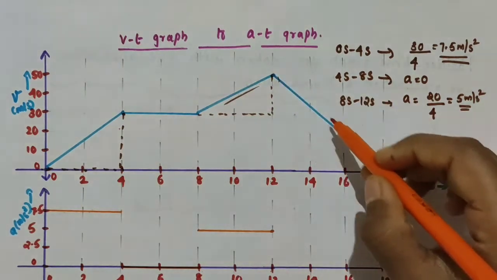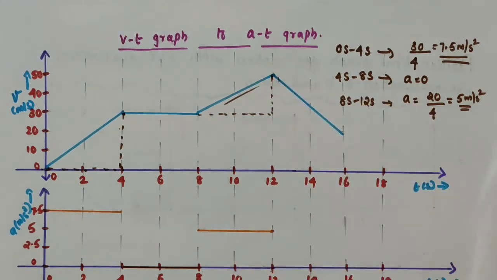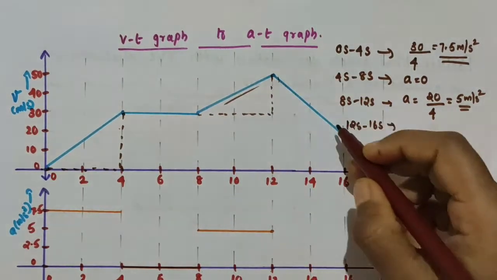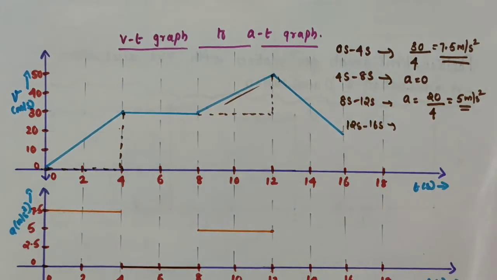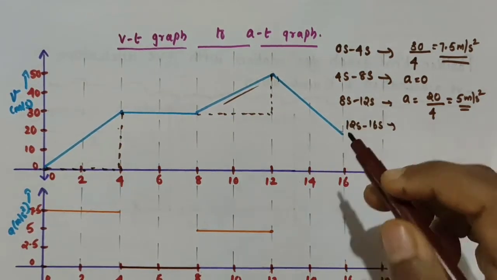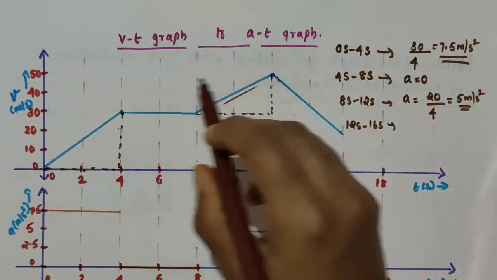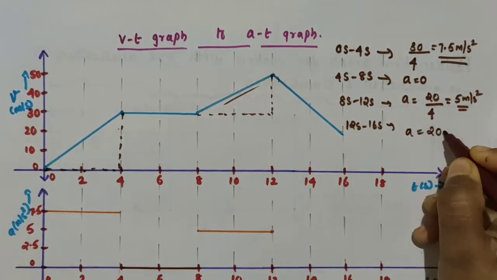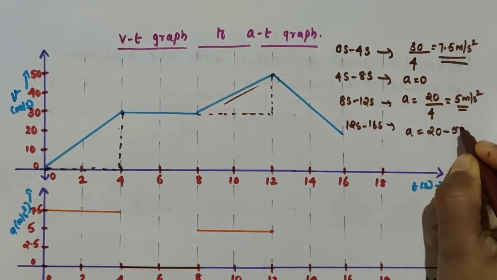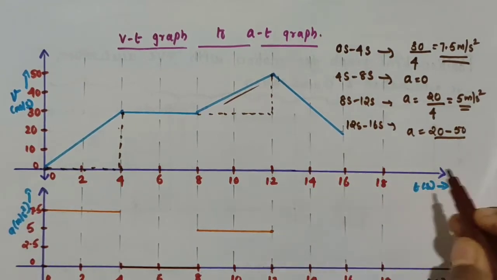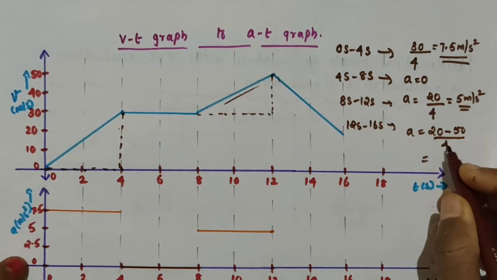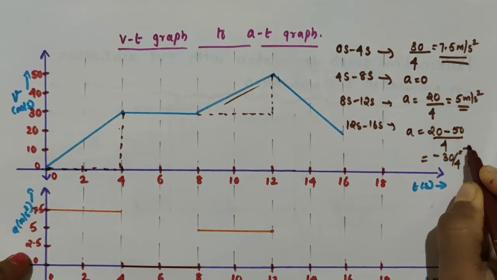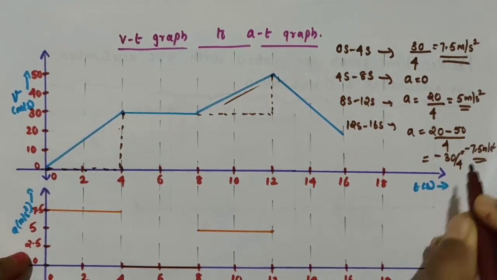Next, you see the interval of time, 12 seconds to 16 seconds. That is a straight line, but it is a straight line like this. That is, a decrease in velocity is taking place here. So the slope will be a negative one. This value corresponds to 50. This value corresponds to 20. So what about acceleration? Final velocity 20 minus initial velocity 50, divided by 16 minus 12. 16 minus 12 is 4. So 20 minus 50 is minus 30, divided by 4. What is minus 30 divided by 4? Minus 7.5 meter per second square.